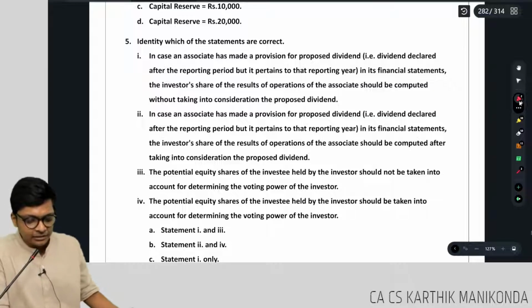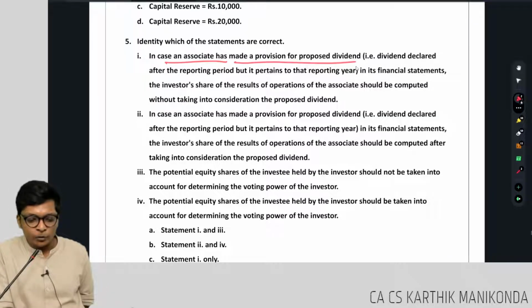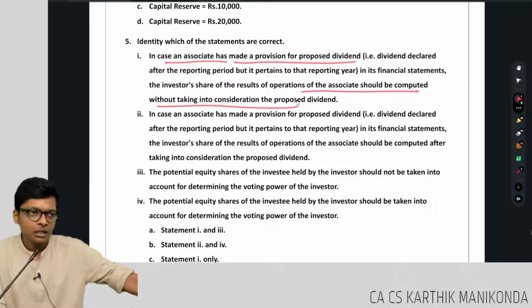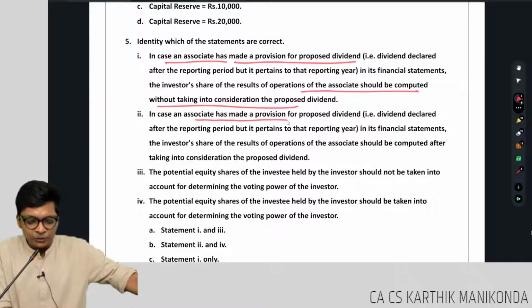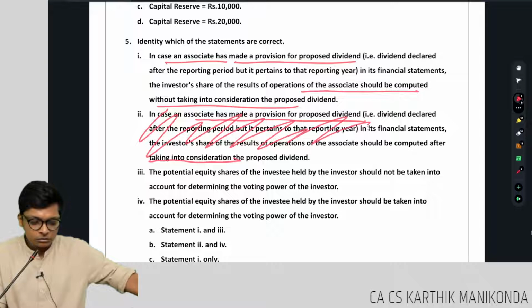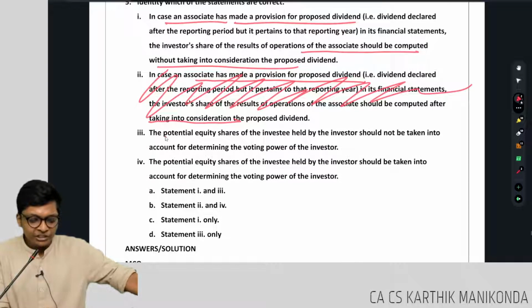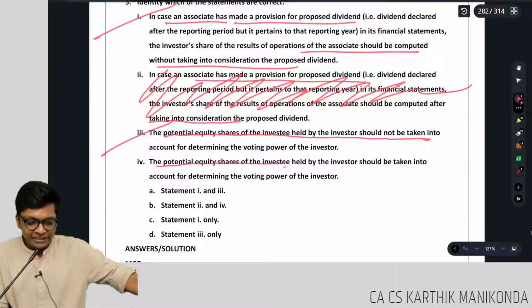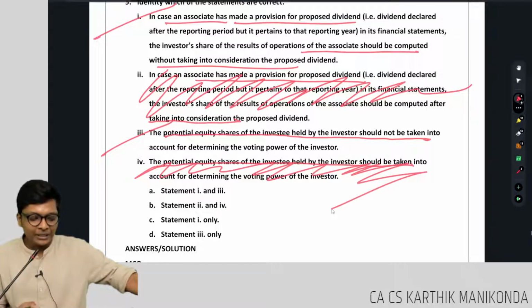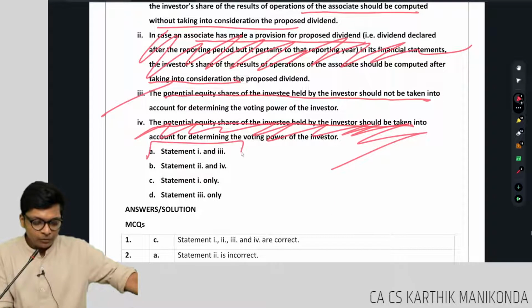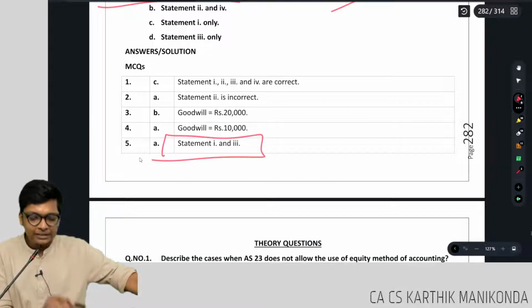5. Identify which of the statements are correct. Read and tell me the answer, guys. In case an associate makes a provision for proposed dividend, it should be considered without taking it into consideration. Yes. In case an associate makes a provision for proposed dividend, taking into consideration, no. 2 is wrong. 3. Potential equity shares of investee held by investor should not be taken into consideration. Correct. 1 and 3 are correct. The potential equity shares held by investee should be taken. No. So answer is 1 and 3.